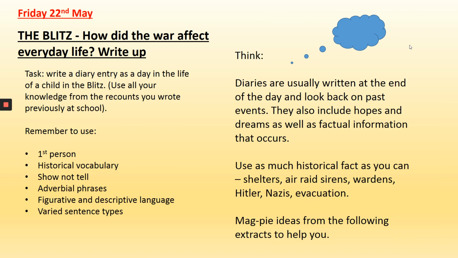And then on Friday, you're going to be writing it up. So you must use this success criteria. It must be in first person, historical or subject specific vocabulary, show not tell, adverbial phrases, figurative and descriptive language, and varied sentence types. Remember to use those sentences for effect. Not all of them have to be complex, but you do want to have an element of changing structures between your sentences. So just concentrate on that. Diaries are written at the end of the day and look back upon events, so it's in the past tense. Just remember to check through those past tense verbs to make sure they're consistent.